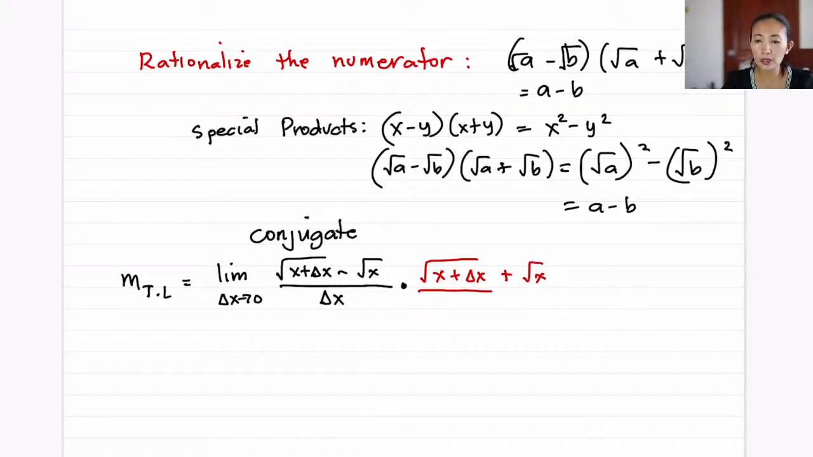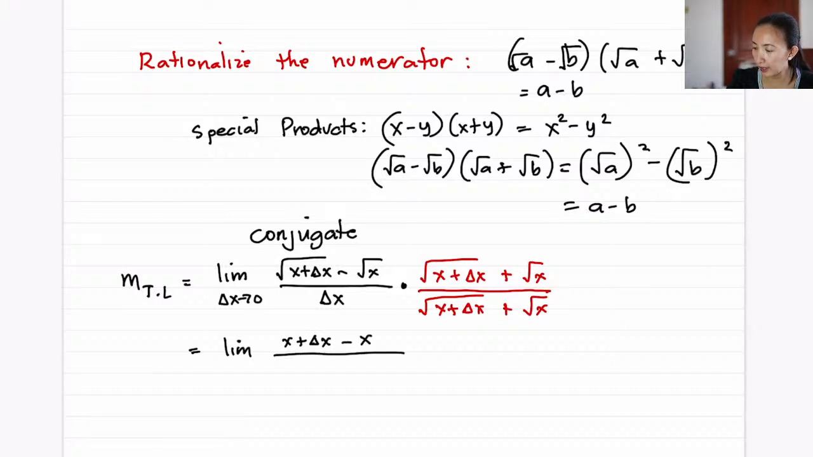But we have to do the same with the denominator. Remember, this is a fraction. The square root of x plus delta x plus the square root of x. What will the product be? Limit of, that will now eliminate the radical sign on the numerator. So, it will now be x plus delta x minus x all over delta x times the square root of x plus delta x. Why is it so long?